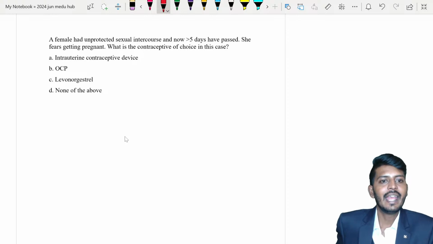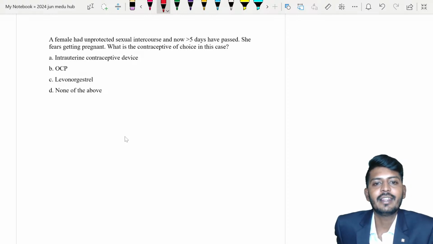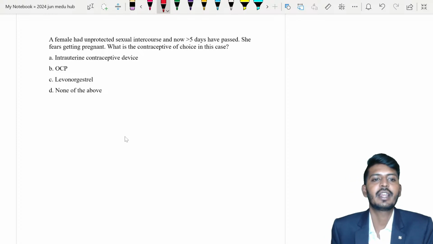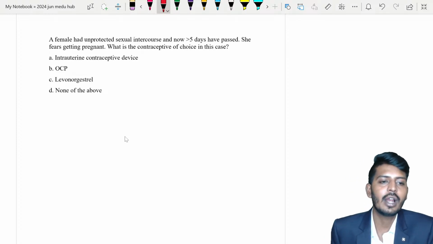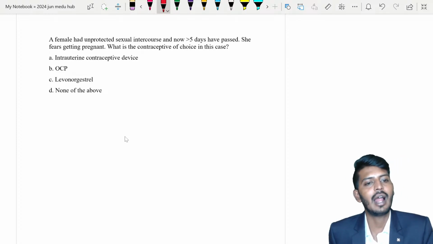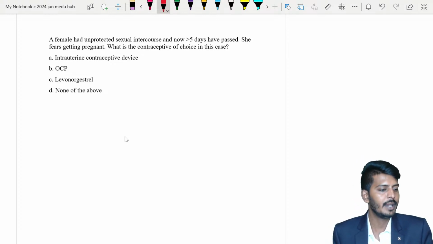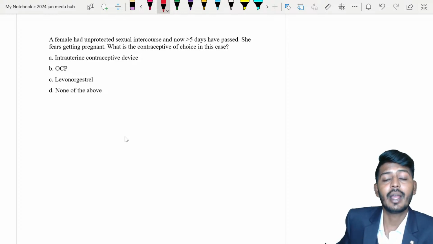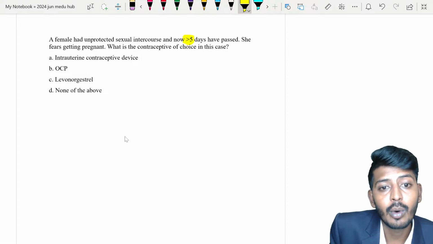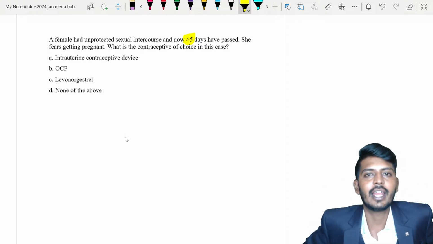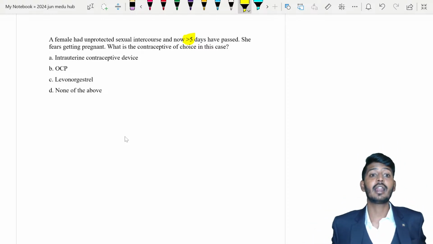Okay. A female had unprotected sexual intercourse and no more than 5 days have passed. She fears getting pregnant. What is the contraceptive of choice? Options are intrauterine contraceptive device, oral contraceptive pills, levonorgestrel, or none of the above. Notice here it is more than 5 days, so they did not take care of themselves.